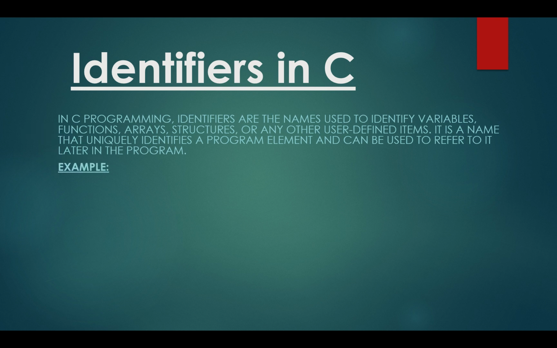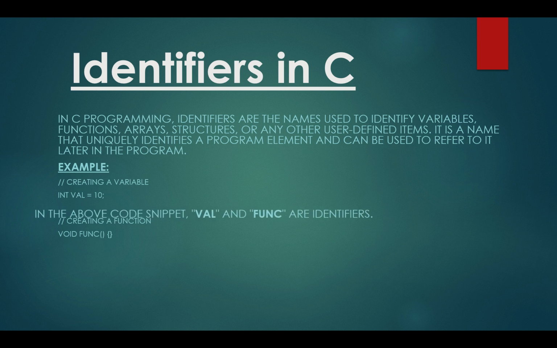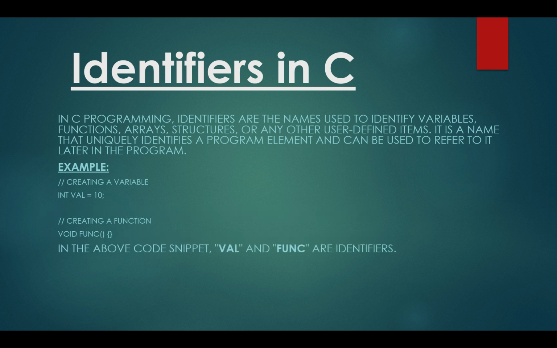In C programming, identifiers are the names used to identify variables, functions, arrays, structures, or any other user-defined items. It is a name that uniquely identifies a program element and can be used to refer to it later in the program. For example, creating a variable int value = 0. Here we store a value in a variable named value, which is stored in a memory location and takes 4 bytes of memory.